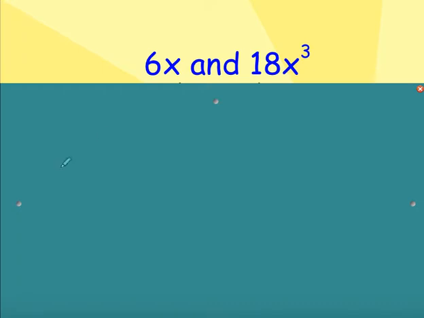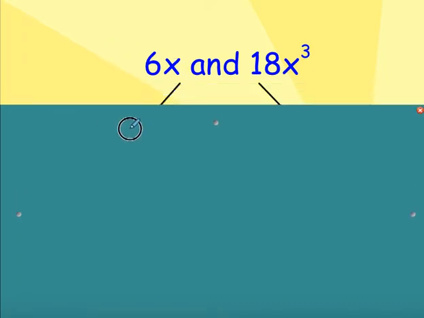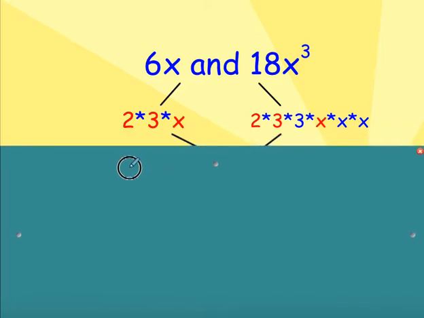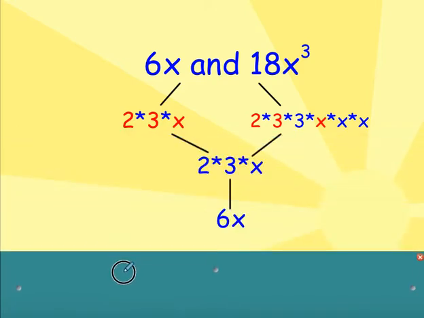And we could do it again for something like 6x and 18x to the third. And we would see those can break down into 2 times 3 times x, and all of those factors for 18x to the third. So they have the 2, the 3, and the x in common. So their greatest common factor is 6x.